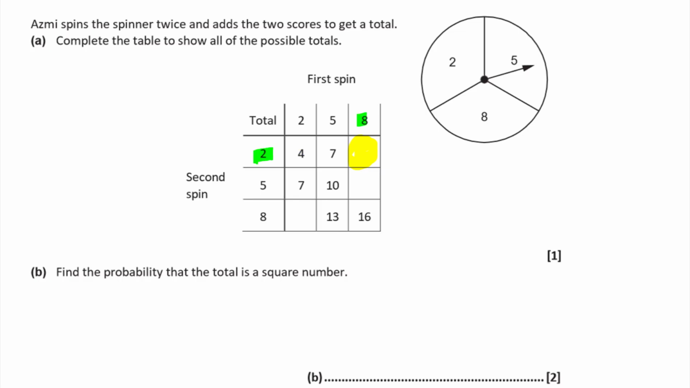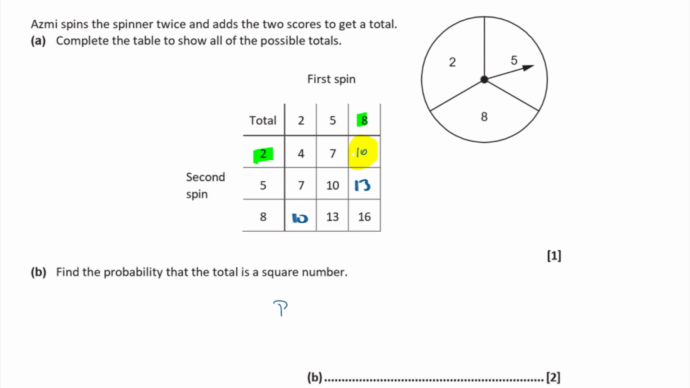So 2 plus 8 is going to be 10. And similarly, 5 and 8 make 13, and 2 and 8 make 10. So completing the table like that. Got 10, 13, 10. Find the probability that the total is a square number.